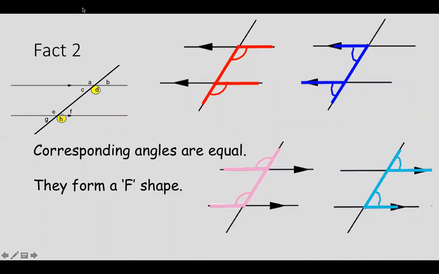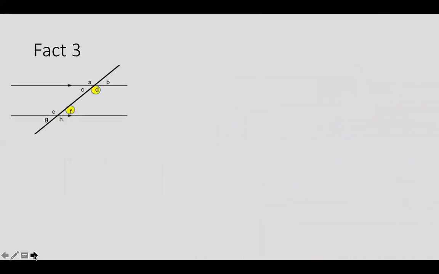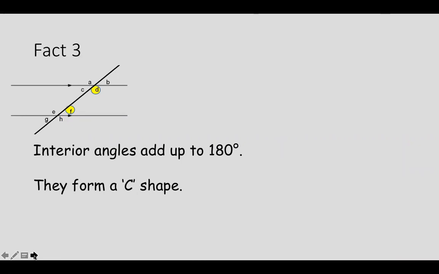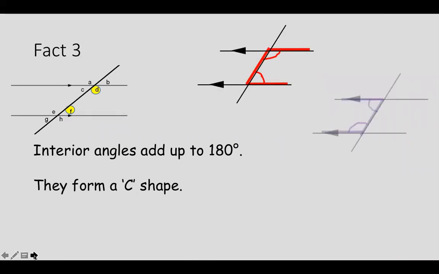Let's look at the third fact, the third rule. Again, we have parallel lines. Interior angles add up to 180. They form a C shape, which means angles like that, when you add them together, will be 180. Please copy this down.